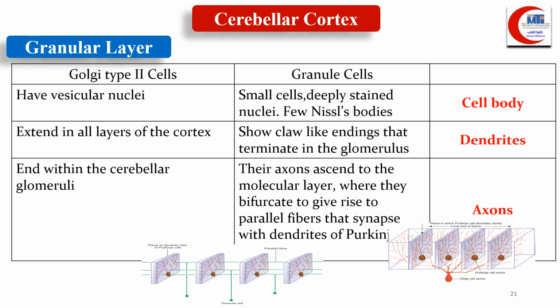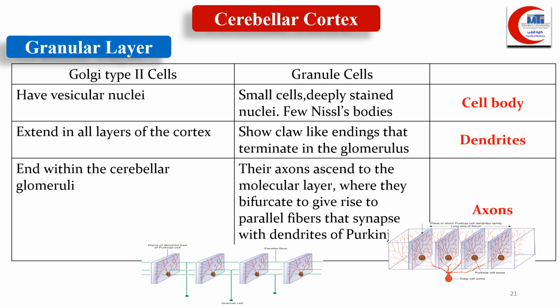As regards the axon of both cells, the axons of the granule cell ascend to the molecular layer, where they bifurcate after that to give rise to parallel fibers, which synapse after that with dendrites of the Purkinje cell. However, as regards the Golgi type 2 cell, its axons end within the cerebellar glomerulus.